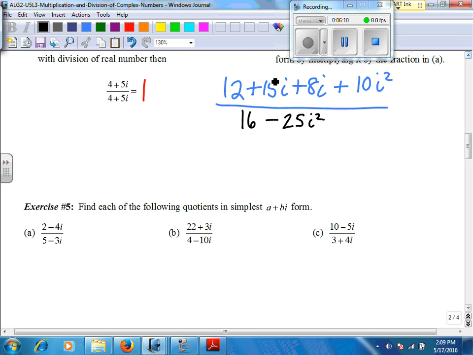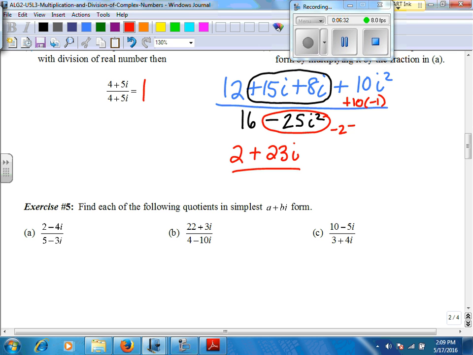In the numerator, we've got these two terms that we can combine. But also, this 10i squared is really a positive 10 times a negative 1, which is really negative 10. 12 minus 10 is going to give you 2. 15i plus 8i is going to give you 23i. Same thing here. This is really negative 25 times negative 1, which is going to be a positive 25. 16 plus 25 is going to give you 41.